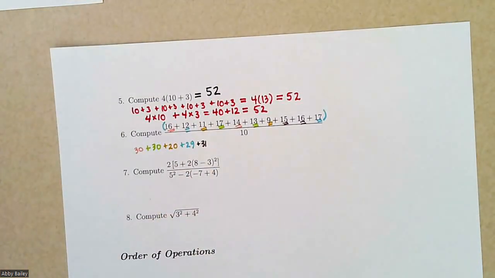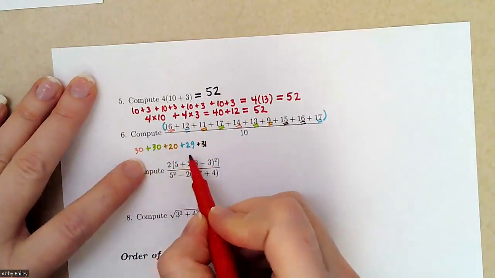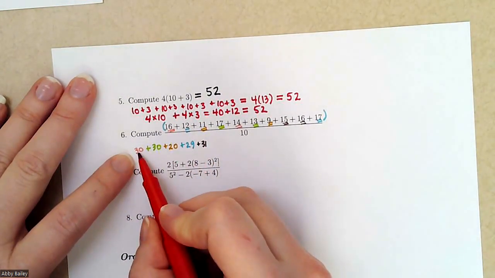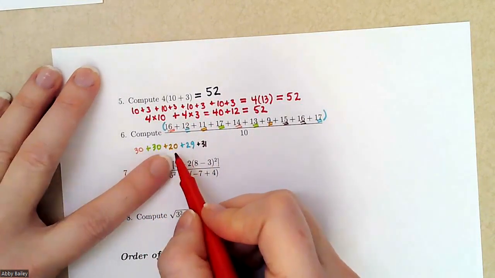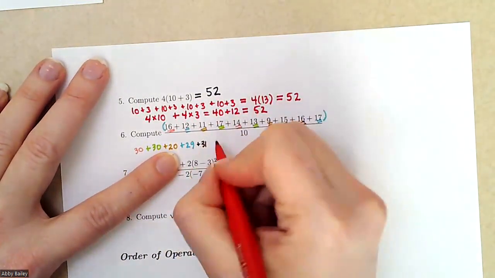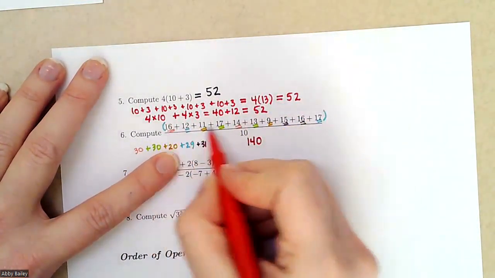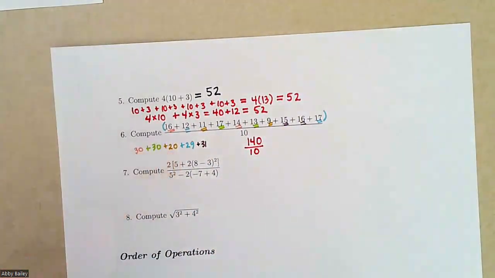Huh. Okay, so here's what I see. I see 30 plus 30 makes 60, plus 30 plus 30 makes 60. So 60 plus 60 is 120, plus 20 makes 140. Okay, so I actually see that entire numerator is 140. This denominator is 10. And so that makes 14.